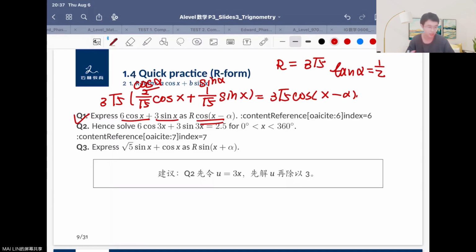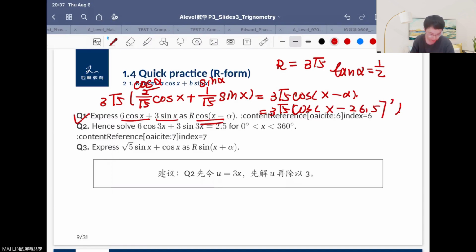So we calculate 26.56 degrees. So it is around 3 times square root 5 cosine x minus 26.57 degrees, because it's 26.565, so we can consider it 26.57 degrees. That is for the first question.